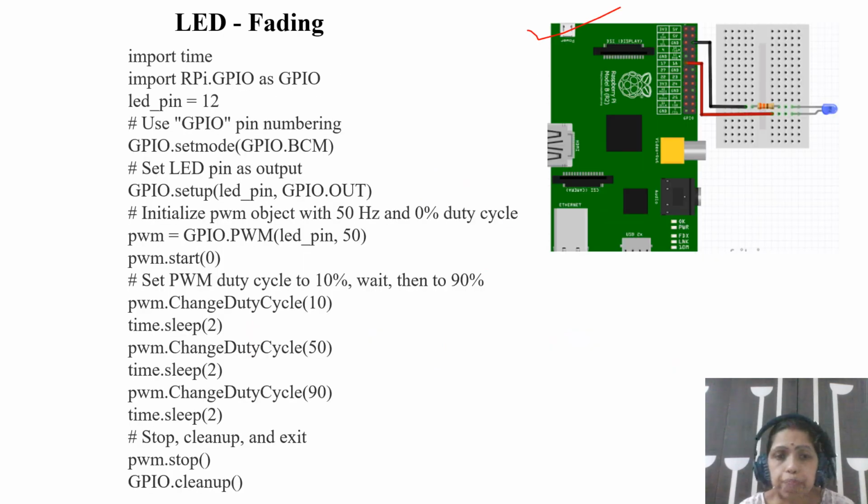Okay. So the connection is the same for LED blinking as well as LED fading. Only one LED, one resistor, two terminal connecting wires, and the Raspberry Pi are required. You can connect everything to the same pins. One ground pin: the cathode will be connected to the ground through the resistor, and the anode will be directly connected to pin number 12.